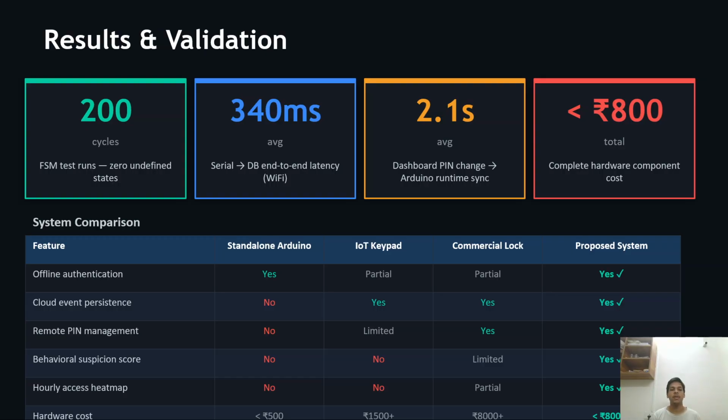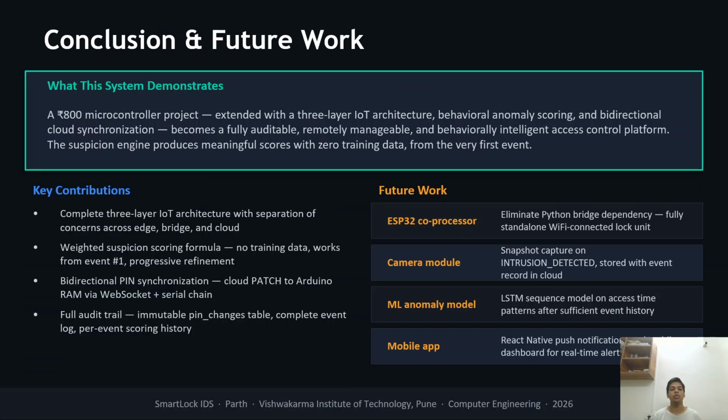The analytics engine was validated against synthetic event sequences with known anomaly profiles. The scoring formula correctly identified all 4 test case categories. High suspicion events were correctly escalated while routine events stayed near zero. Comparative analysis shows that the proposed system is the only one in the comparison that has all 5 features together: offline authentication, cloud persistence, remote pin management, behavioral scoring, and hourly heat map, all under 800 rupees of hardware cost. This is amazing. Coming on to the conclusion and future work.